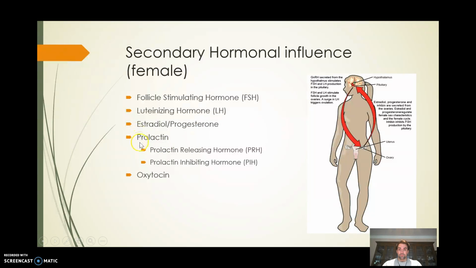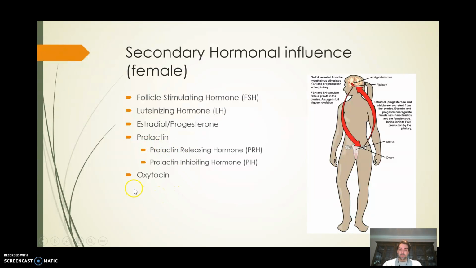Prolactin is another important hormone in the female reproductive system, and this is the hormone that stimulates the production of milk by the mammary glands following childbirth, and is associated with the regulatory hormones, both prolactin-releasing hormone and prolactin-inhibiting hormone. These hormones are very self-explanatory and are involved in the negative feedback loop surrounding prolactin.